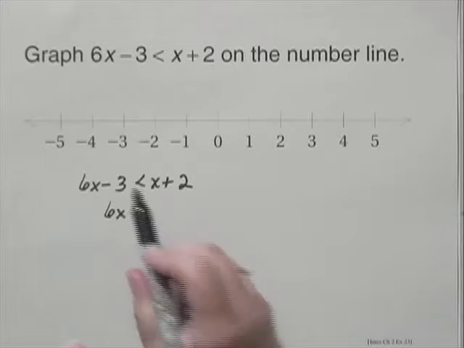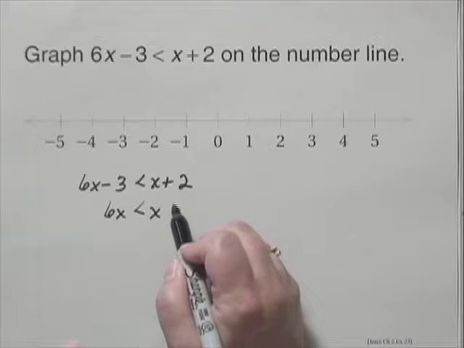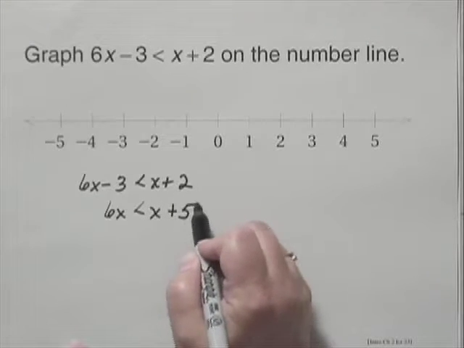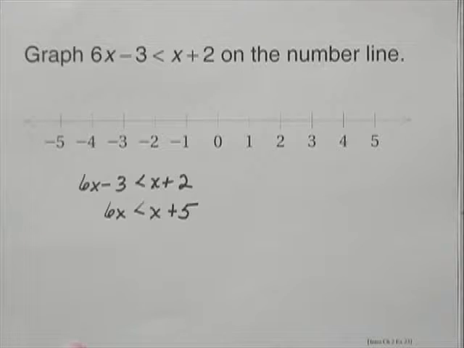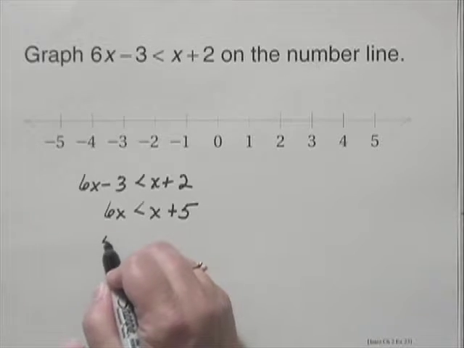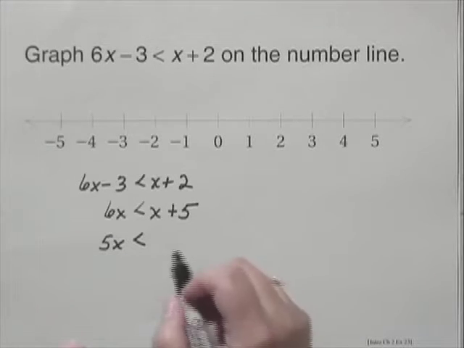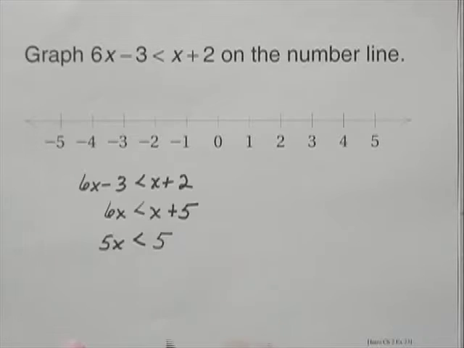6x minus 3 plus 3 would be 6x is less than x plus 2 plus 3, which would be plus 5. And then subtracting x from both sides, we would have 6x minus x, which is 5x, is less than x plus 5 minus x is 5.